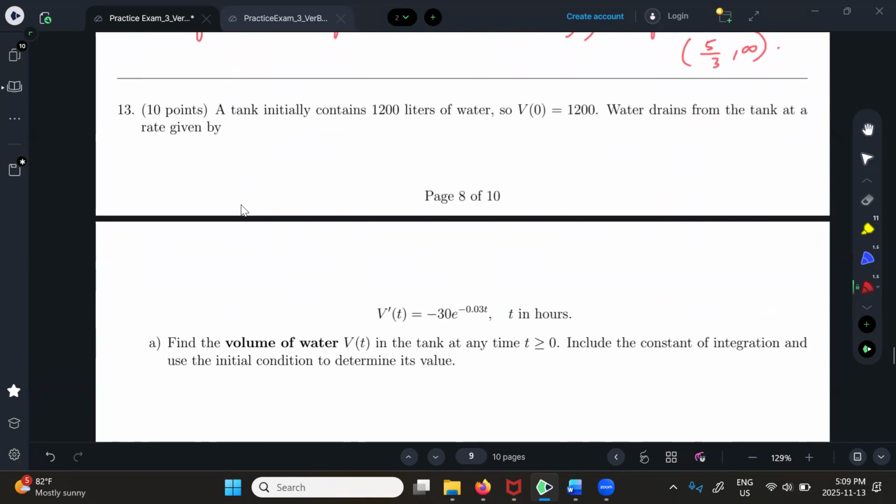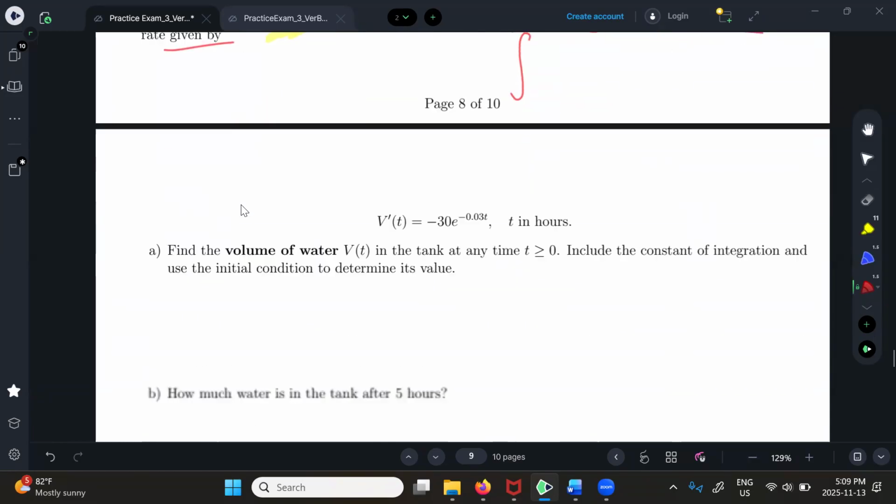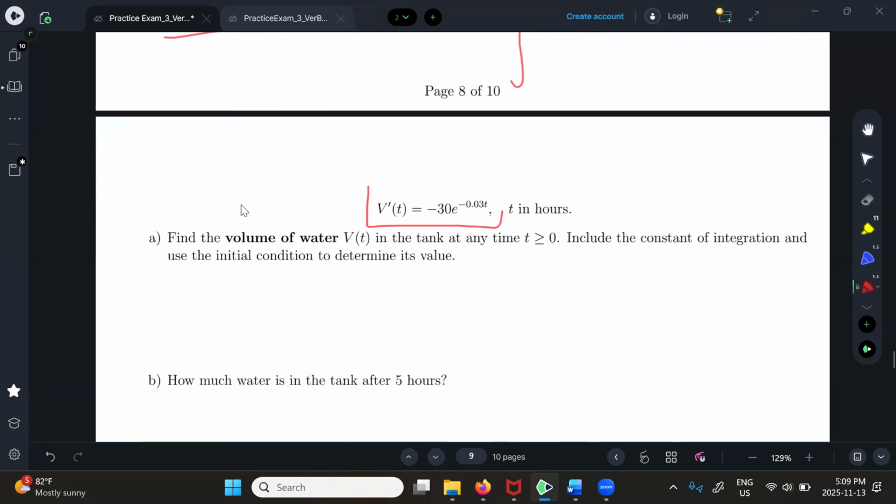A tank initially contains... Every time they use the word initial, that's your hint. If I say initial, this is a question of antiderivative, okay? And I've also given you a condition here, V0 equals 1200. That's the initial condition. Water drains from the tank, okay, and so on. Now I've given this: volume derivative, it's not V, it's V prime. How do I find V? Integral. That's your hint.